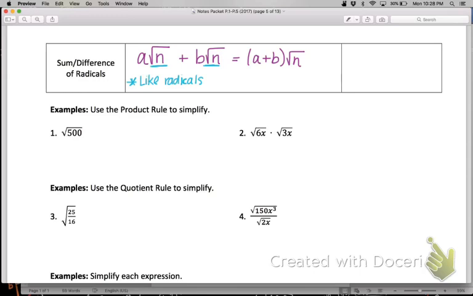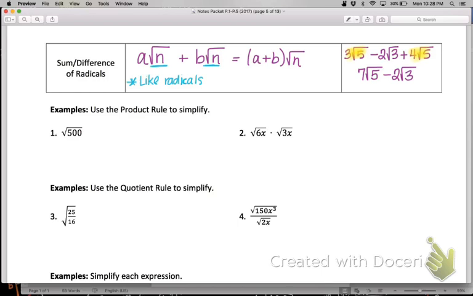So for example, let's say I had something like 3 square root 5 minus 2 square root 3 plus 4 square root 5. Well, the only two like radicals I have here are the square roots of 5. So I can combine those. 3 and 4 makes 7 square roots of 5, but the 2 root 3 doesn't have any like radicals, so it would stay the same.